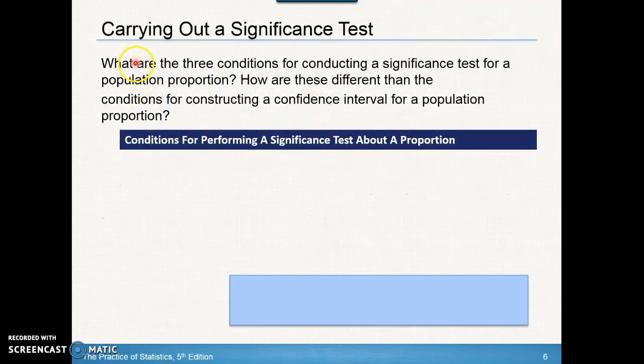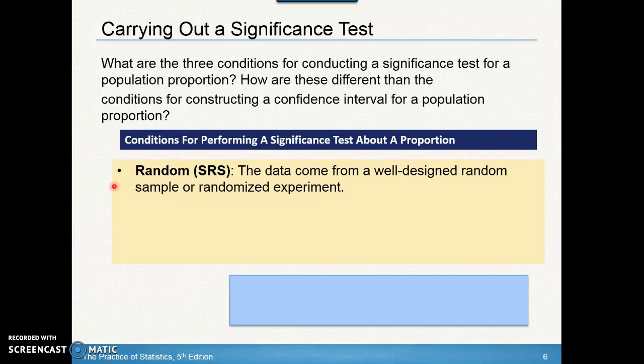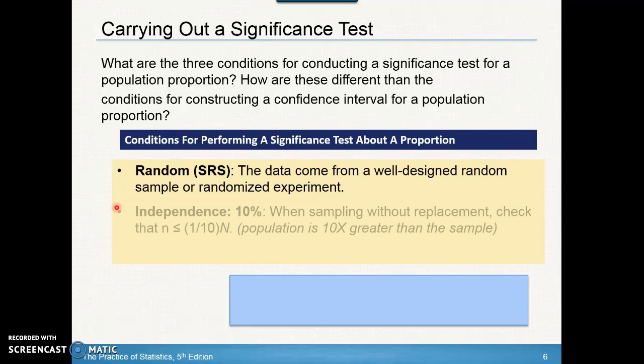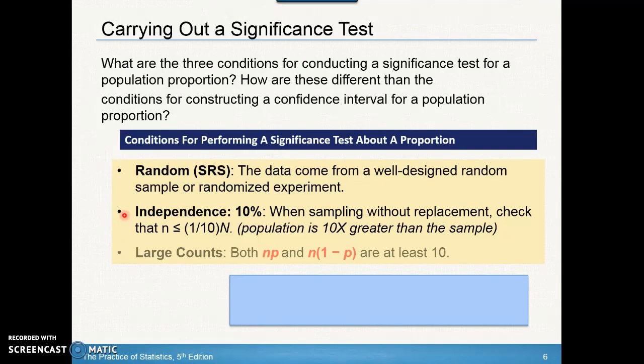All right, so how do we carry out a significance test? What are the three conditions for conducting a test of significance for the population proportion? How are these different than constructing a confidence interval for a population proportion? Now, just remember, these are the same things that we talked about in the confidence interval section. One, we have to have a simple random sample. Why? Because if we don't have a simple random sample, I can't take the results that I have and use them for inference for a larger population. They're sort of stuck in the sample that I have. Two, you need to have independence. So that's when you're sampling without replacement, the population has to be 10 times the sample size, because we have that square root of n in the denominator to show that each of those values are independent of each other.